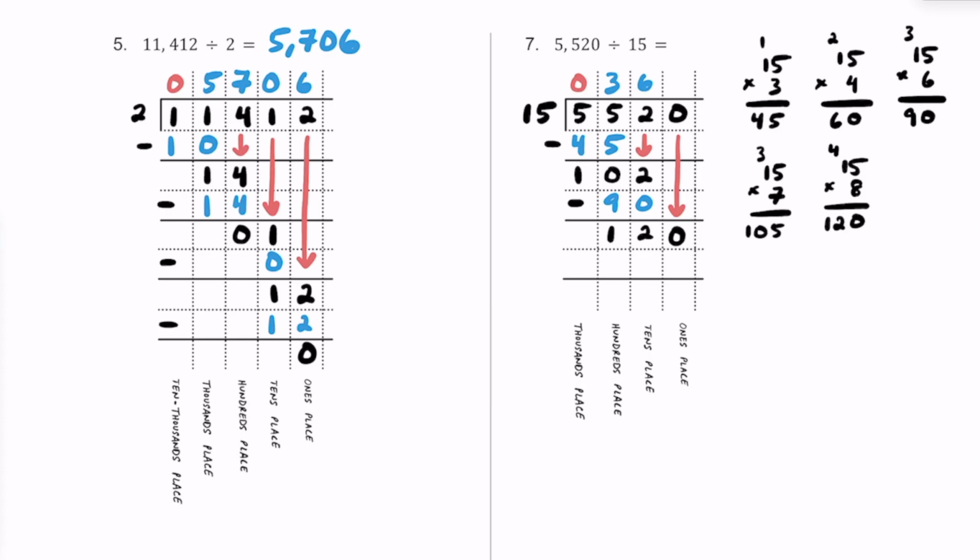So 15 fits into 120 8 times. 8 times 15 is exactly 120. You can see here that our remainder is going to be 0, so it fits in evenly. And so our quotient here is going to be 368.